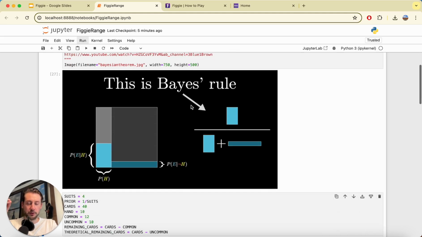The way we're going to do that, and intuitively, if you know a little bit of statistics, it should resonate with what you know already. We're going to try to estimate, thanks to Bayes' rule or Bayes' theorem or Bayesian inference in general, what is the probability that one of the suits that we have in our hand is the target suit.